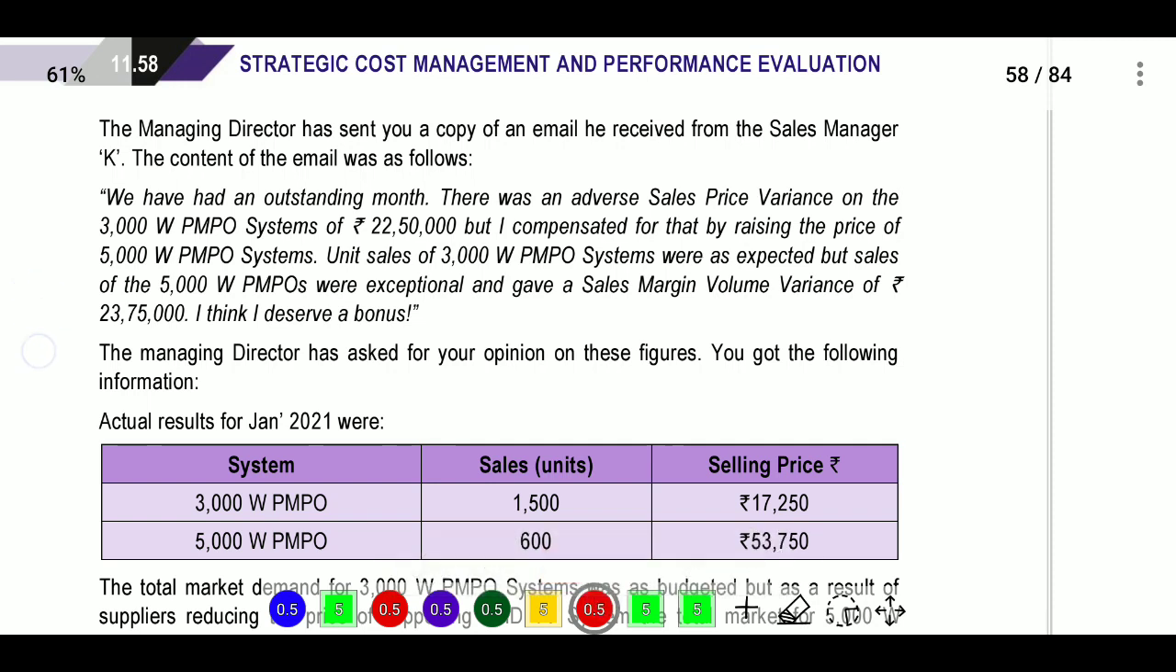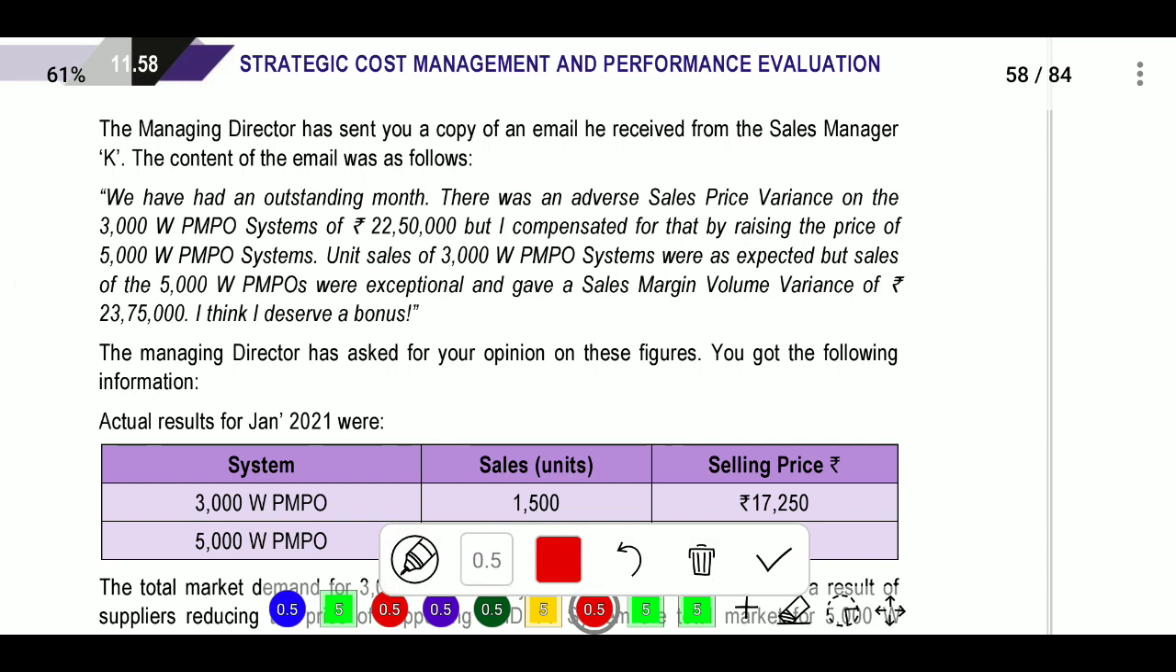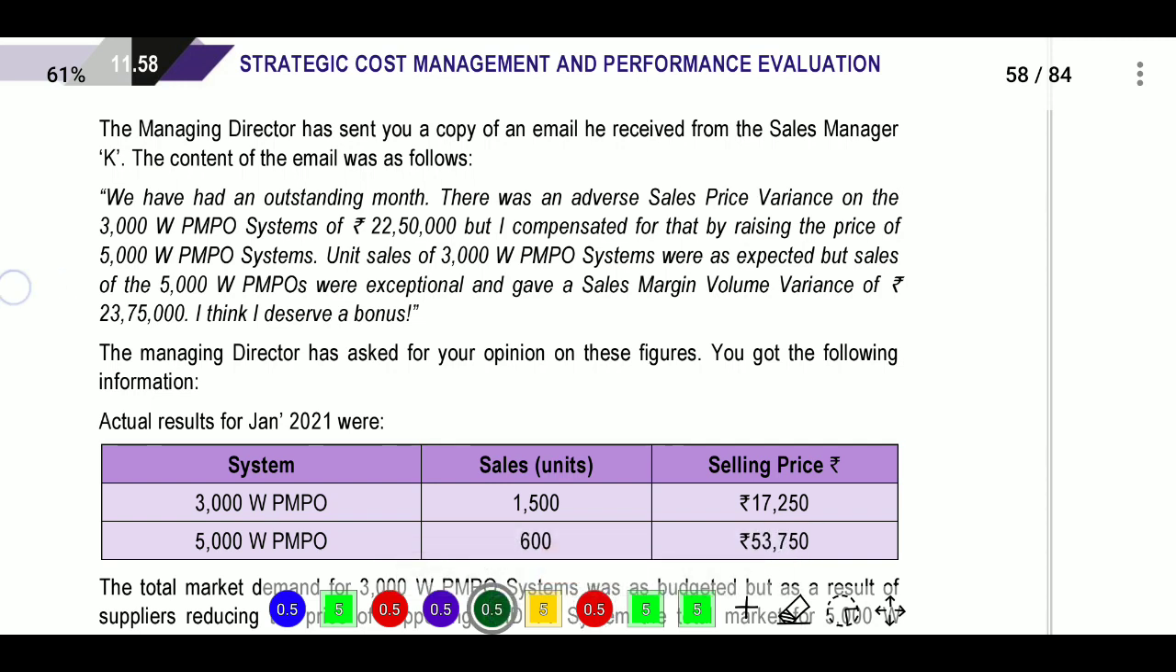5,000 units. 750, 750 compensated to this one, 5000. Okay, next, what they provided: unit sales of the 3000 WPMPO system were as expected, but sales of the 5000 WPMPO system were not as expected.